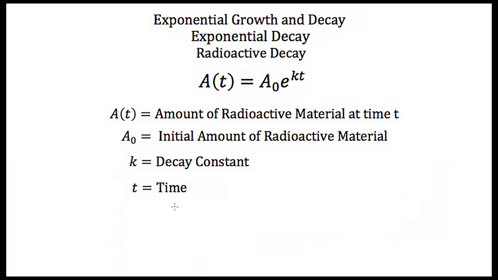So now that we've looked at exponential growth, let's talk about exponential decay. And to demonstrate exponential decay, we're going to use radioactive decay. The formula for radioactive decay is that the amount of material at time t is equal to the initial amount of material, A0, times e to the kt. Notice that this is exactly the same formula as we had before. The difference, or the reason why this is a decay, is that k here, our decay constant, is going to end up being negative. But otherwise, this is exactly the same equation.